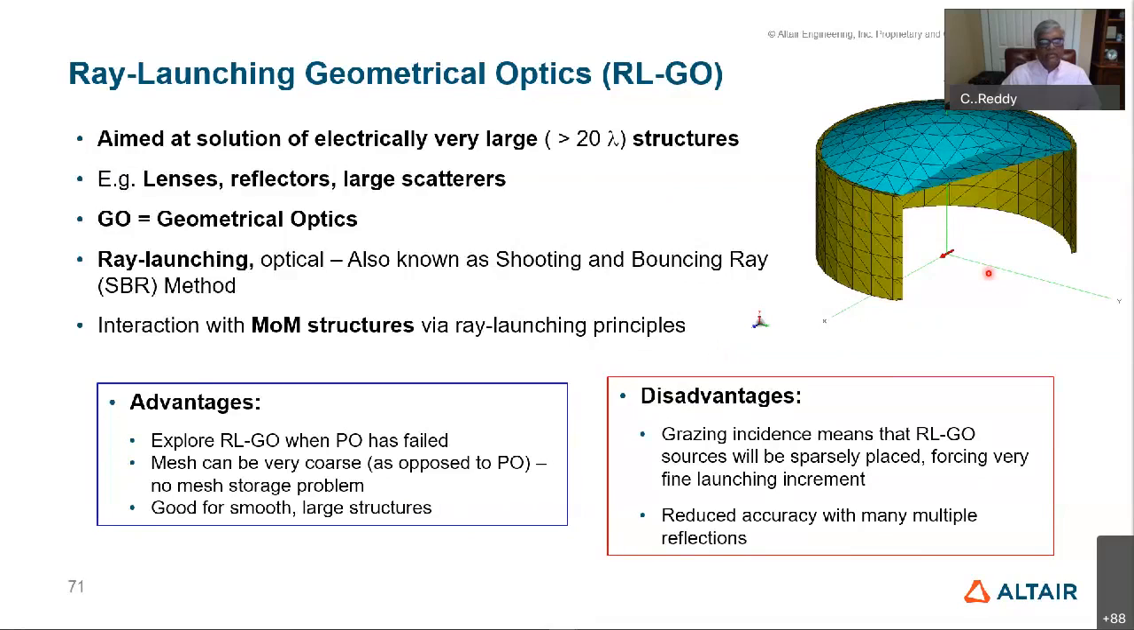The only limitation of RLGO is that because it launches rays, you want to make sure that these rays are launched when they are not very close to the surface. The rays could be at grazing incidence, that is, they're almost tangential or parallel to the surface. Then it could be very time consuming, and you may have to launch more rays. It may not be that accurate when you do that.